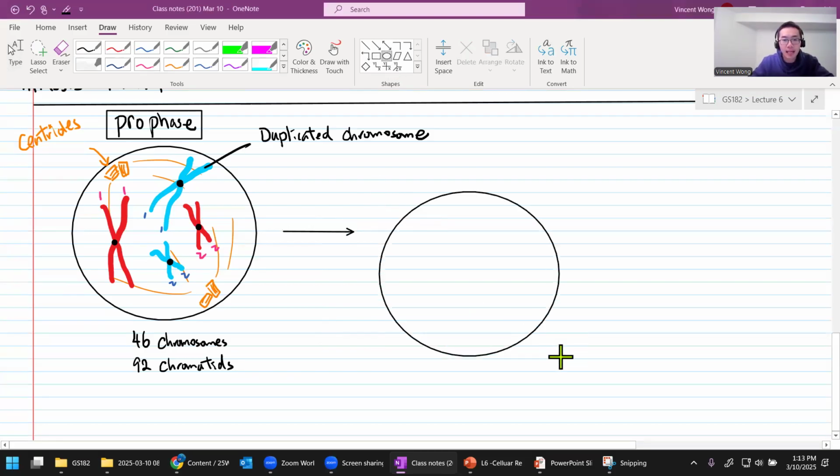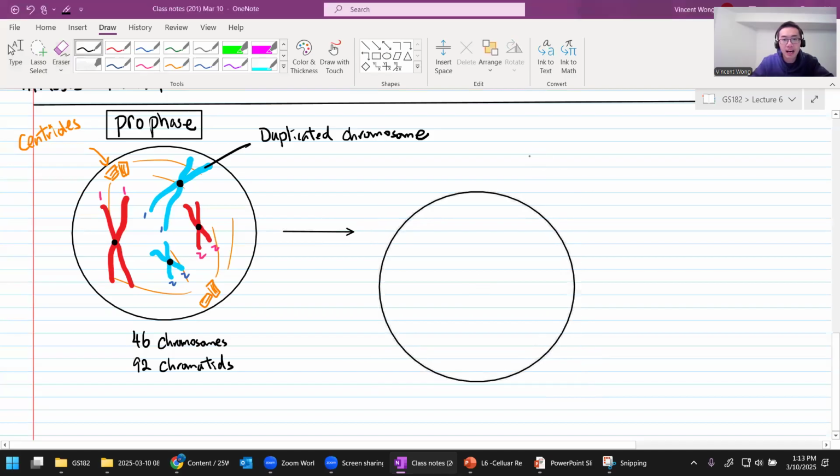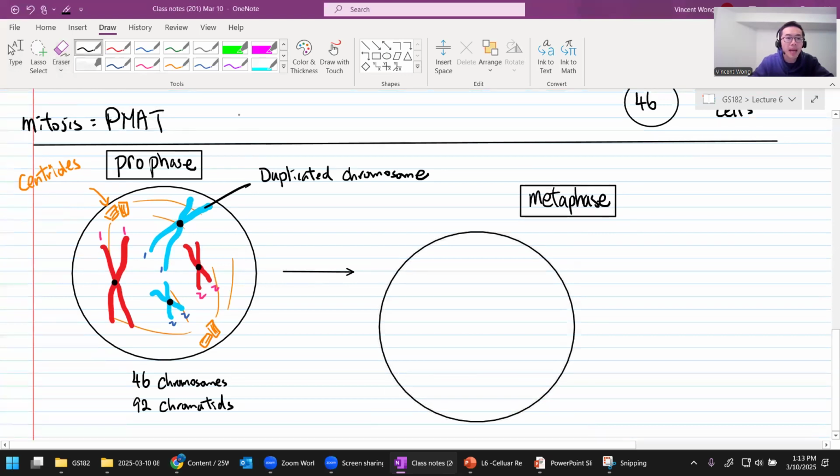After prophase, we're going to have metaphase. Now, to help you remember it, you can think of P. P is for preparing. You're preparing to move the chromosomes. I don't have space here, so you can put prepare. M is for middle.